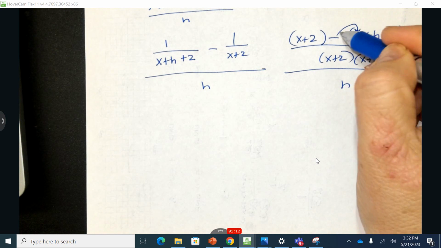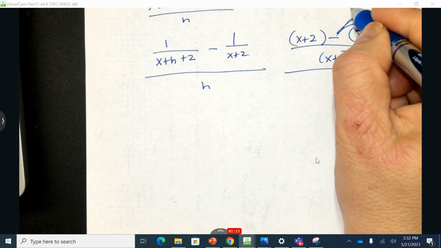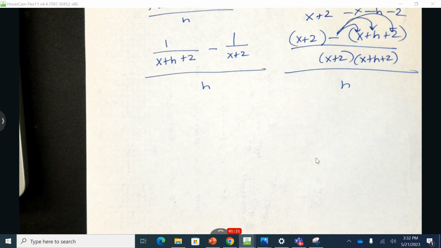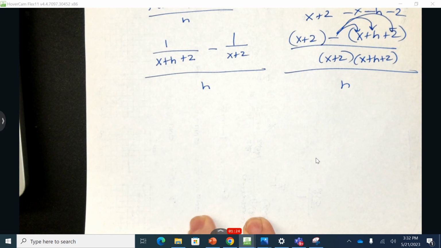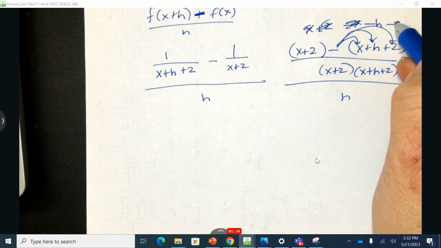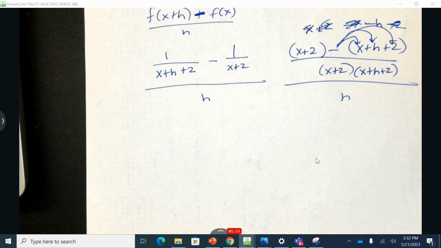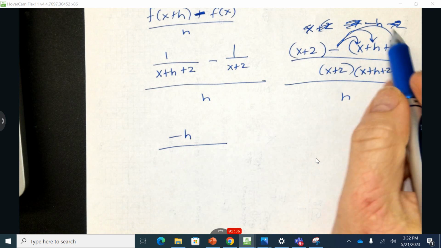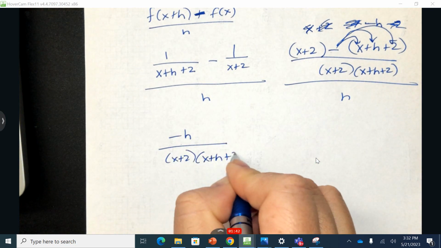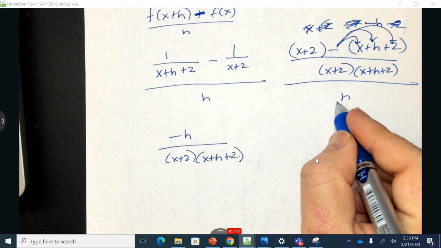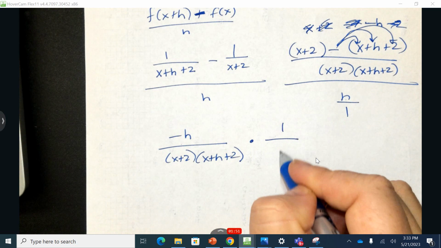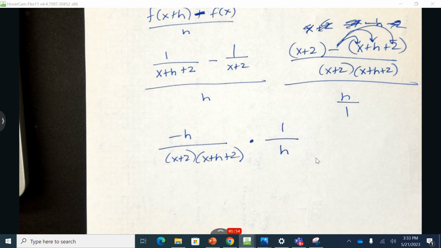Now when I distribute, I get a negative x, a negative h, and a negative 2. And so when I combine like terms in the numerator on top, the x's are additive inverses, the 2's are additive inverses. I'm left with negative h. So I have negative h over x plus 2 times x plus h plus 2. And now I want to divide that by h. Really, that's like dividing by h over 1. So I want to turn the division into multiplying, and I'll multiply by the reciprocal, 1 over h.